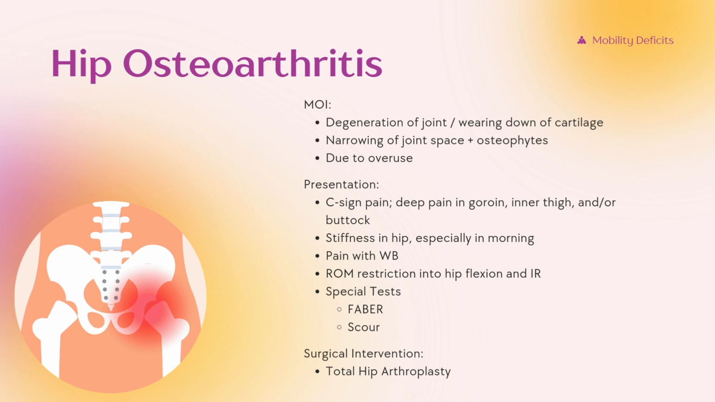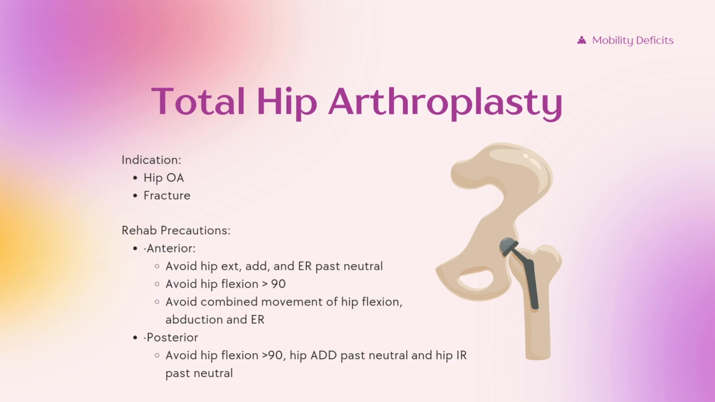Hip OA can be treated conservatively in physical therapy, but if they need surgical intervention, that will be a total hip arthroplasty. So total hip arthroplasty is going to be done in the case of hip OA or fracture. Rehab precautions for an anterior hip would be avoiding hip extension, adduction, and external rotation past neutral, avoiding hip flexion greater than 90, and avoid combined movement of the hip flexion, abduction, and external rotation. Posterior hip precautions are avoiding hip flexion greater than 90, hip adduction past neutral, and hip internal rotation past neutral.